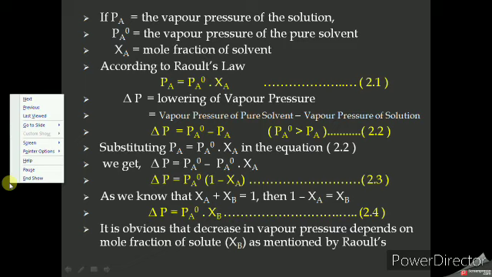It is denoted by delta P, and as we earlier discussed, there is a lowering of vapor pressure when we add a non-volatile solute to the pure solvent. So it is equal to the vapor pressure of the pure solvent minus the vapor pressure of the solution. So delta P is equal to Pa0 minus Pa. Here Pa0, the vapor pressure of the pure solvent, is greater than the vapor pressure of the solution, and it is indicated in equation 2.2.